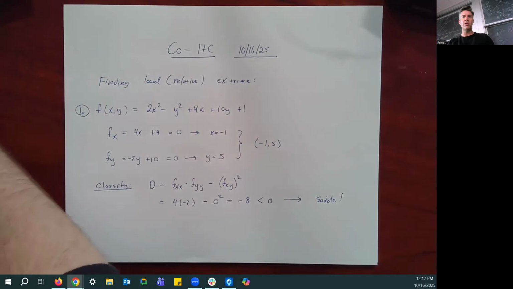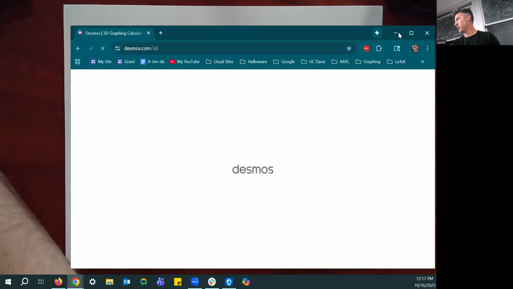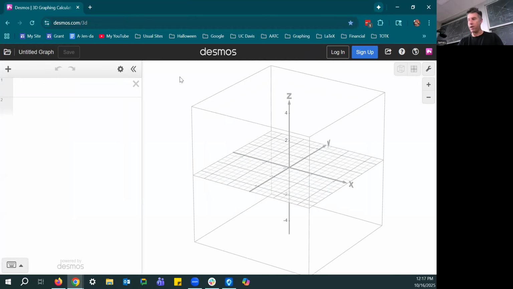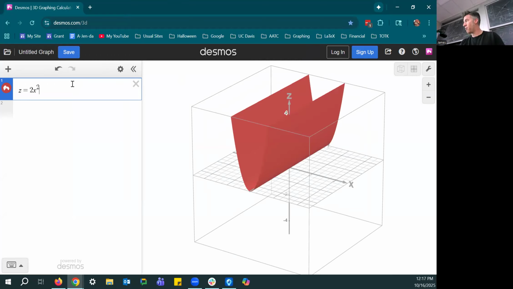Let me just show you two, so you can see what these things look like. Let me show you, not by drawing it, but by actually showing you a nice, lovely graph here. So our function was z equal to 2x squared minus y squared.